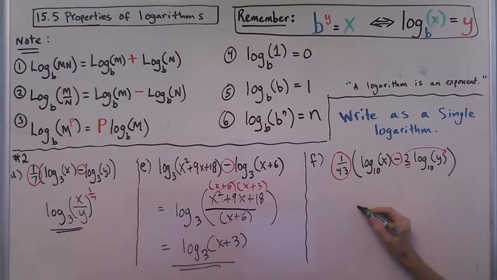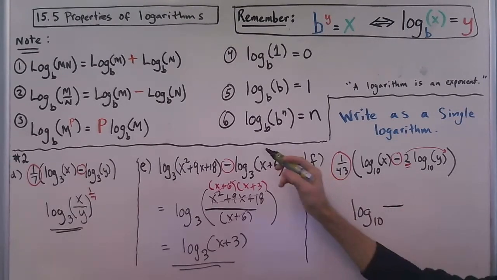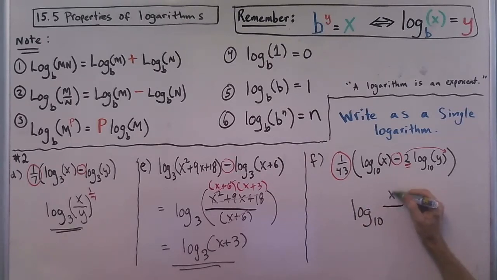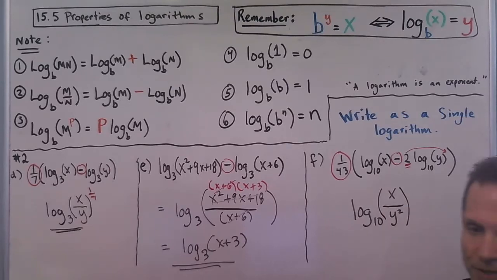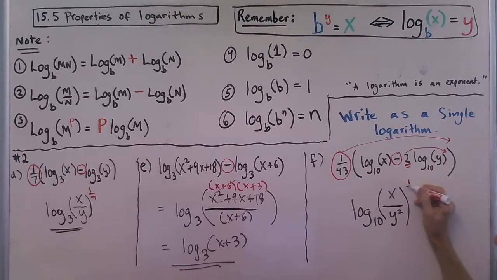So what I have here is log base 10. I need a fraction bar because this subtraction correlates to division. So I write x on top. I'm going to put y squared on the bottom. It's this entire piece that this 1/43 has to come and sit back on here. So I have 1/43 right here. Okay. And that's written as a single logarithm.